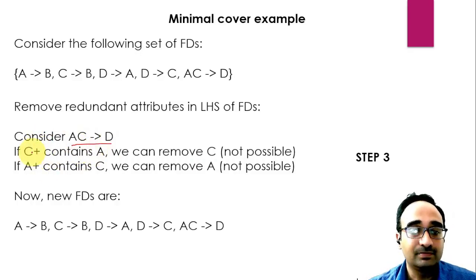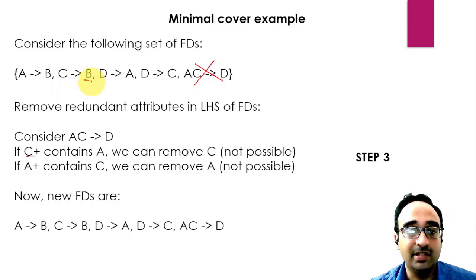First I am calculating the closure of C. If the closure of C contains A, we can remove C. Similarly, when you calculate the closure of A, if it contains C, we can remove A. So if you calculate C+, what will you get? First of all, remove this. Now C+ has, first of all, C, then B. That's all. You won't get anything else, only C and B. Since it does not have A, you can't say that C is redundant. So it is not possible to remove C.